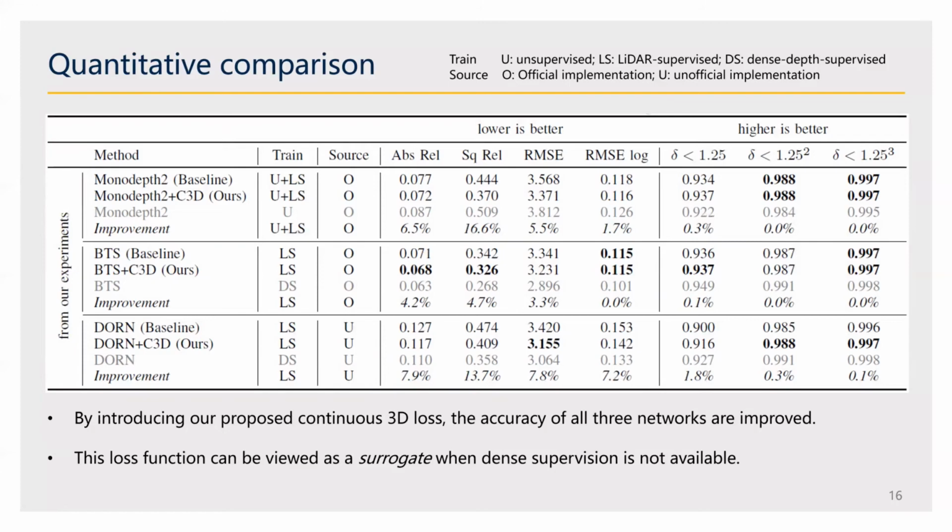We can see that the networks trained with dense supervision still outperform our result. However, dense supervision needs careful post-processing from raw LiDAR and stereo measurements and cannot be trivially obtained for data outside of the KITTI dataset. Therefore, our proposed approach is valuable since it improves the accuracy when dense supervision is not available.